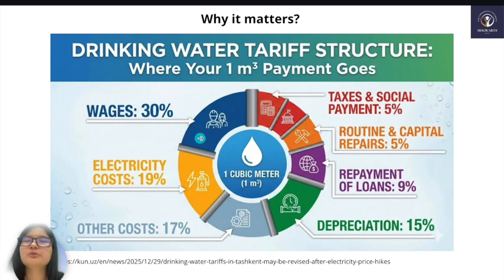It's all those people working in water treatment, in wastewater treatment. They have their salary, and 30% goes into paying the salary of those workers. 19% of your money goes in order to pay for electricity to treat your water. Treatment of water is very, very electricity intensive. So already 1/5 of your money goes to pay for those bills. Then there are other costs, and I'm not sure what they are.